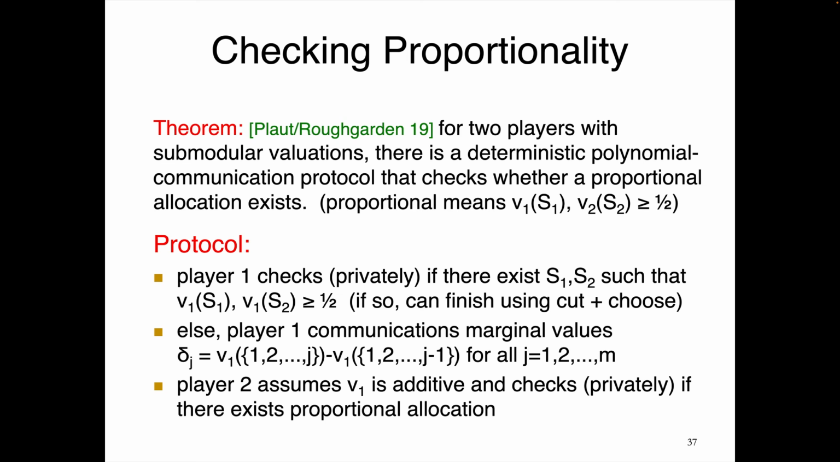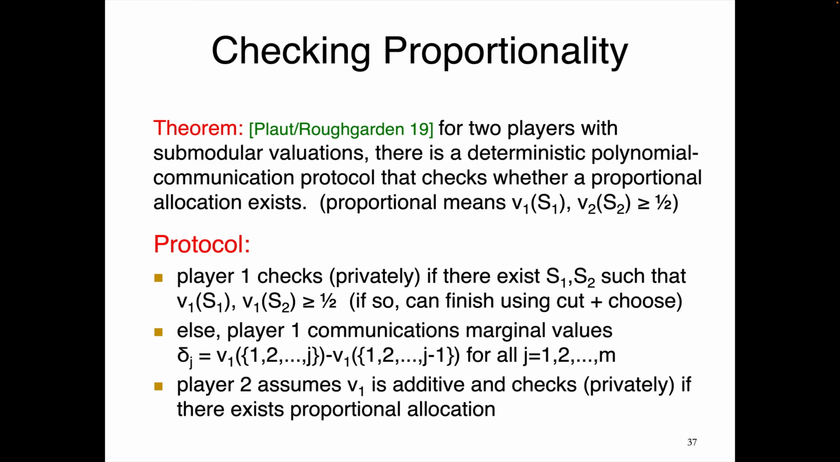Alice looks at her marginal values. Imagine starting from the empty set, adding items one at a time until you have everything. Delta sub j is how much Alice's valuation jumps when she adds good j to when she already has goods 1 through j minus 1. That's one number for each item: the marginal value of getting that one, given you already have all of the previous goods. This is just m numbers, so there's no problem communicating these over to Bob.